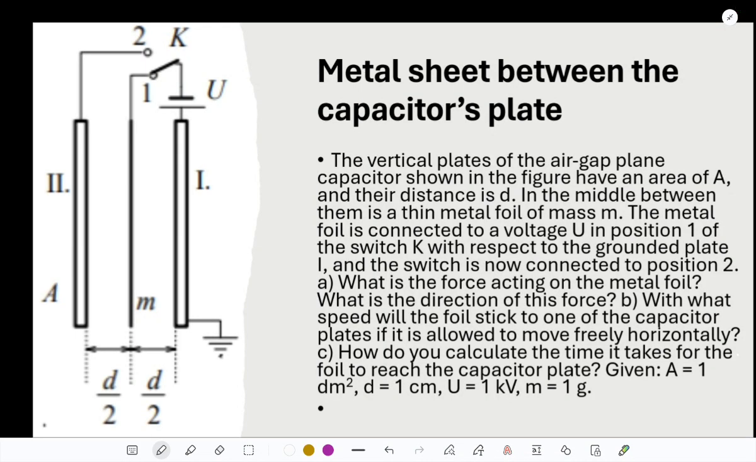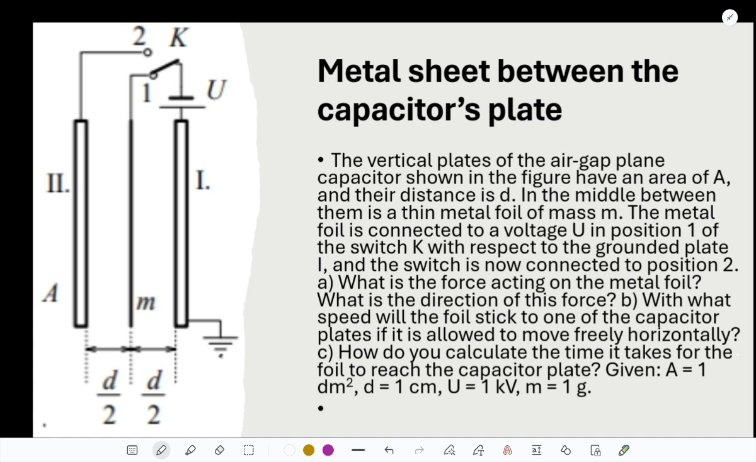Hello and welcome. Let's work on a new problem, and you can see at the screen that we are talking about a metal sheet between the capacitor plates.